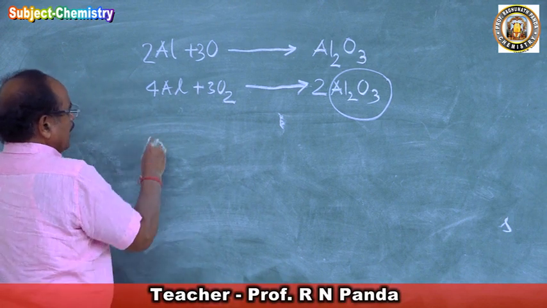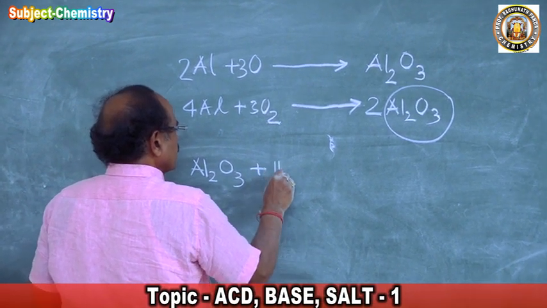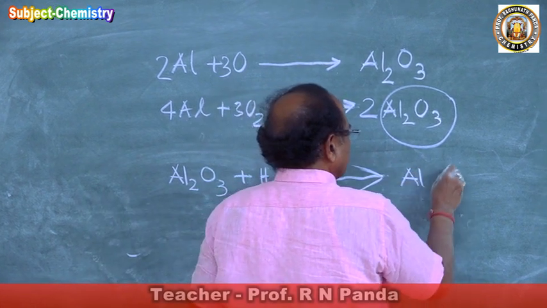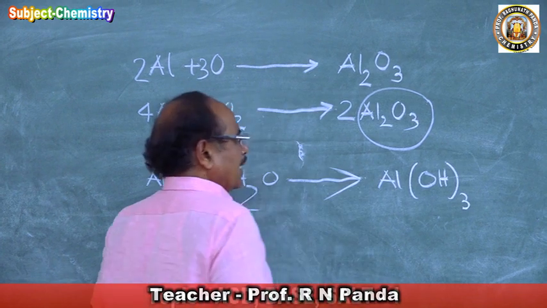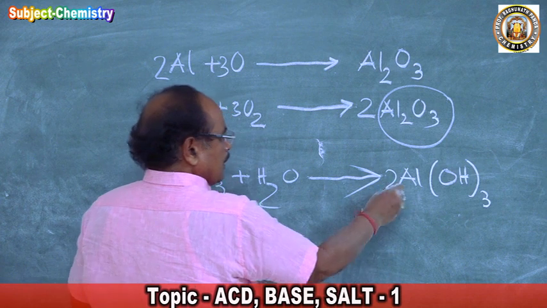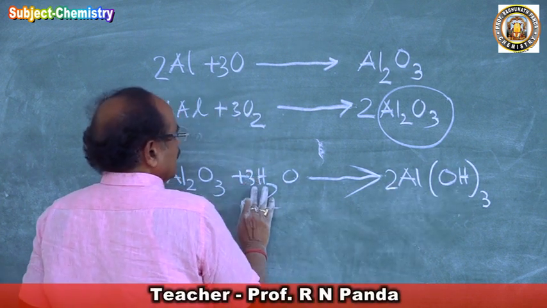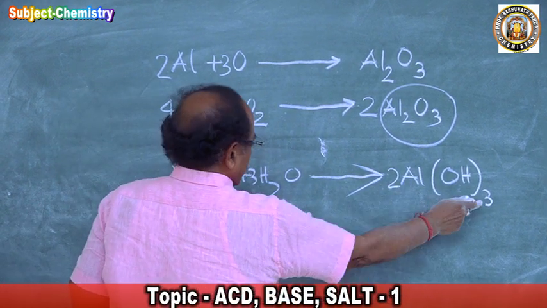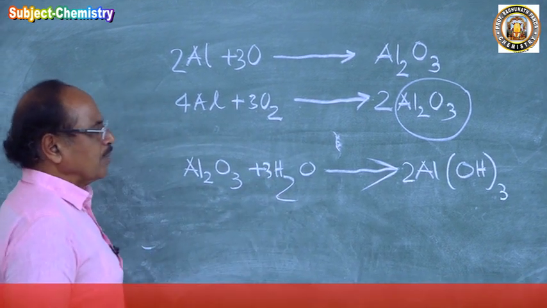Now you see, aluminium oxide reacts with water to form aluminium hydroxide. Aluminium oxide, how many aluminium are here? 2 aluminium. So multiply this by 2. How many OH are on this side? 6. So multiply this by 3. You have 6 hydrogen here, so multiplying by 3, you will have this aluminium hydroxide.